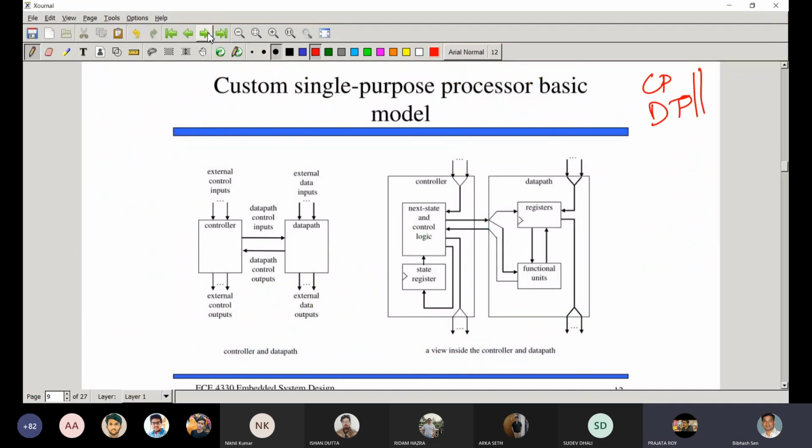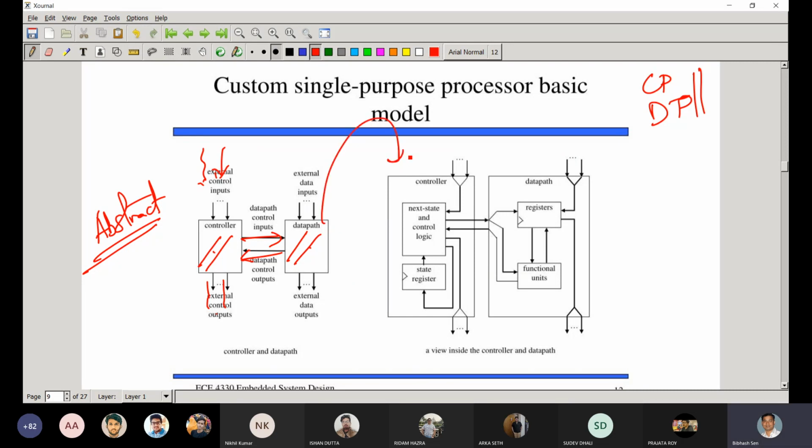Now, what is actually a controller? First, it is an abstraction. I am following an abstract model: there is a controller, there is a data path. In the controller, some external control signal will come and that will give the external output. Also, there is communication between the data path and control path. Always remember, the controller controls the flow of the data.